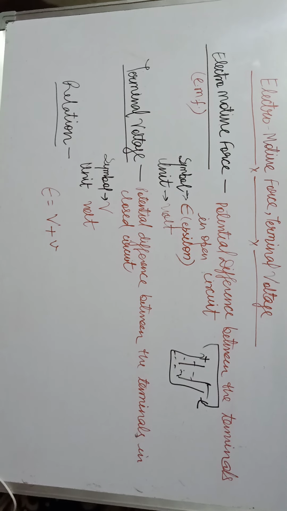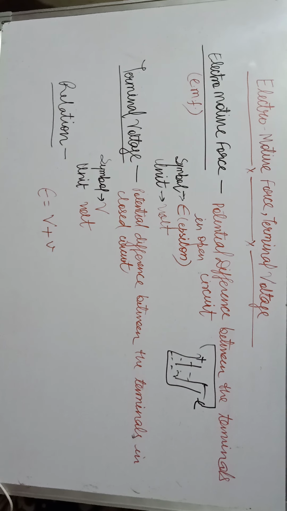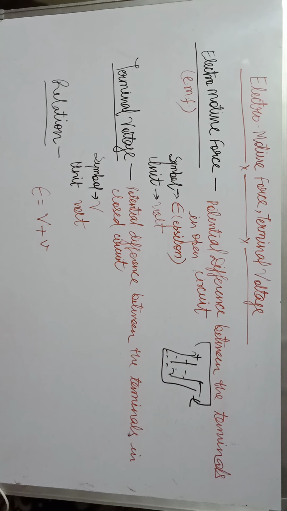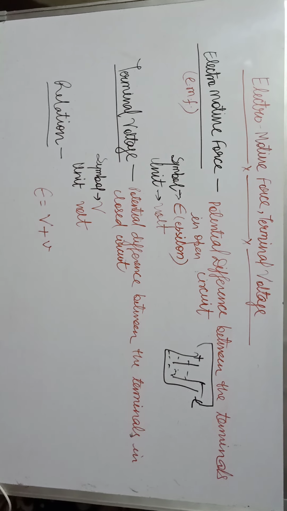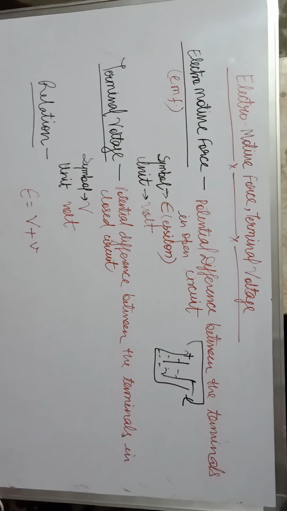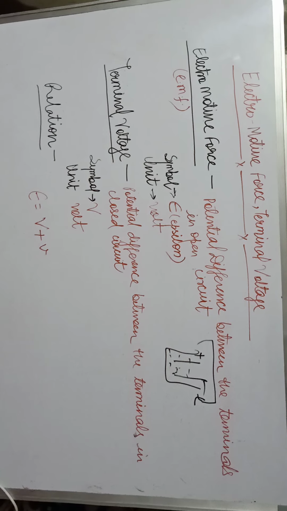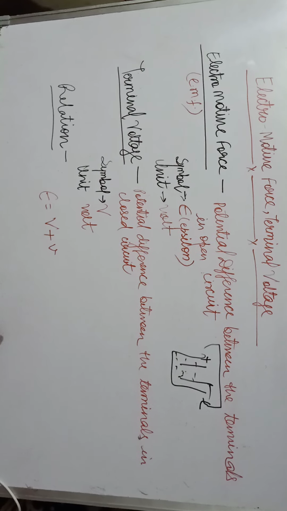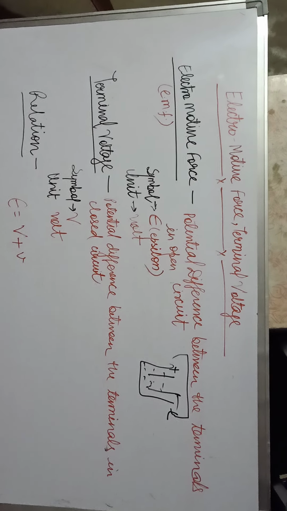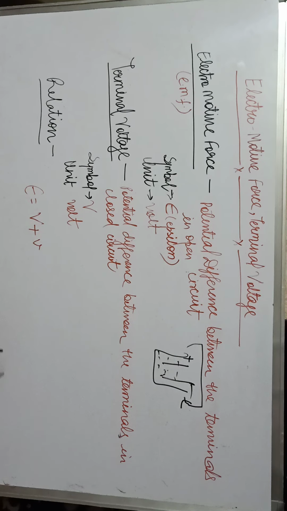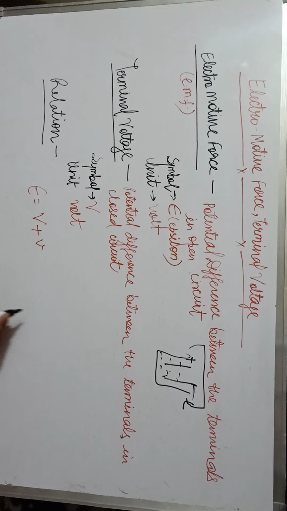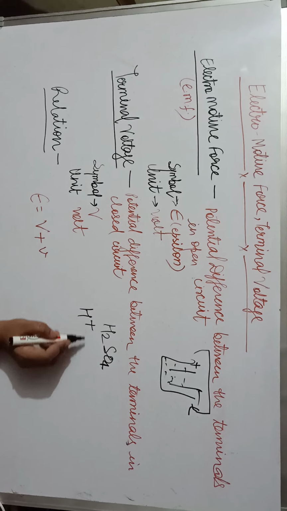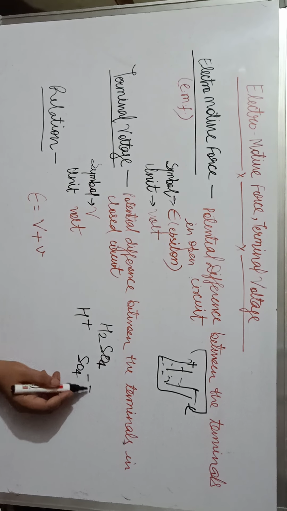The electric cell maintains a constant difference in potential between the two conductors. The constant potential is maintained inside the electrolyte, or inside the cell. For example, in the electrolyte we have taken sulfuric acid, that is H2SO4. In water it dissociates into a positive ion and a negative ion. As we all know, H2SO4 gives H plus ions and SO4 minus ions.